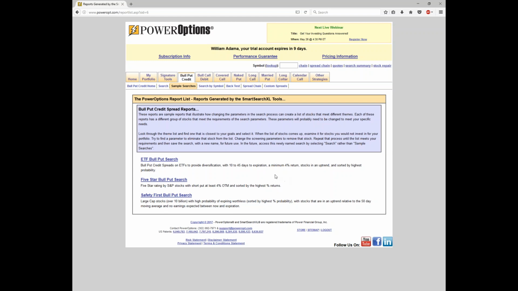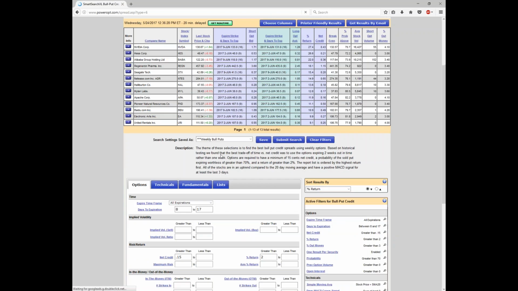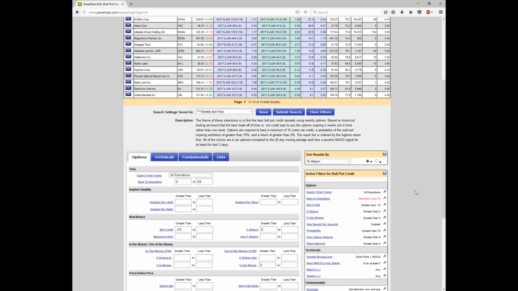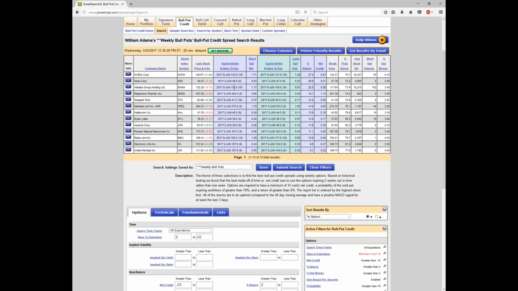So when I want to use weeklies, what search would I use? Well, my starting point is going to be that weekly bull put search. If I wanted to go to a shorter time frame, I can do that. Okay, but I'd start off with early selections with stocks over the 20-day moving average, days crossing the MACD signal, and of course, avoiding stocks that have an earnings between now and expiration. My universe is limited to 13 results. I don't need to add more filters necessarily. If I wanted to narrow it down to 2 or 3, I could do that, but it's already there.